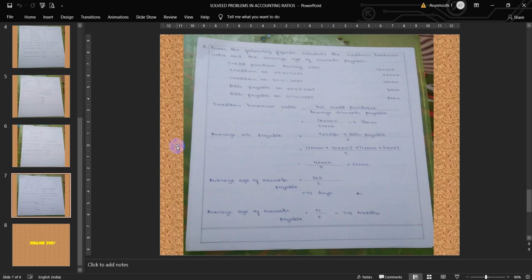Average age of accounts payable is 365 divided by 5. So that is equal to 73 days, or average age of accounts payable is 12 by 5 is equal to 2.4 months.